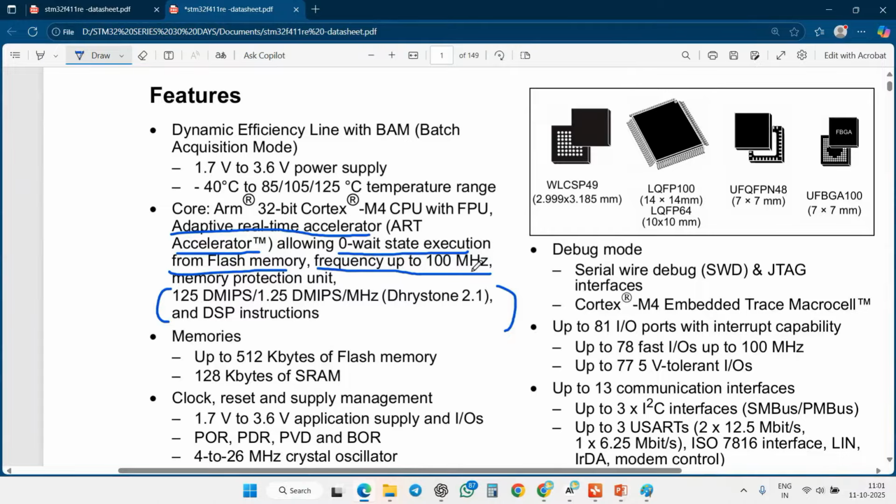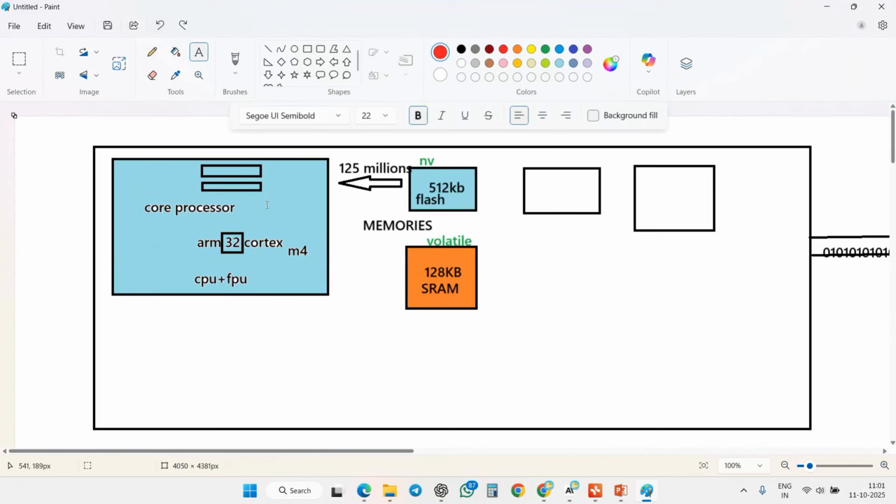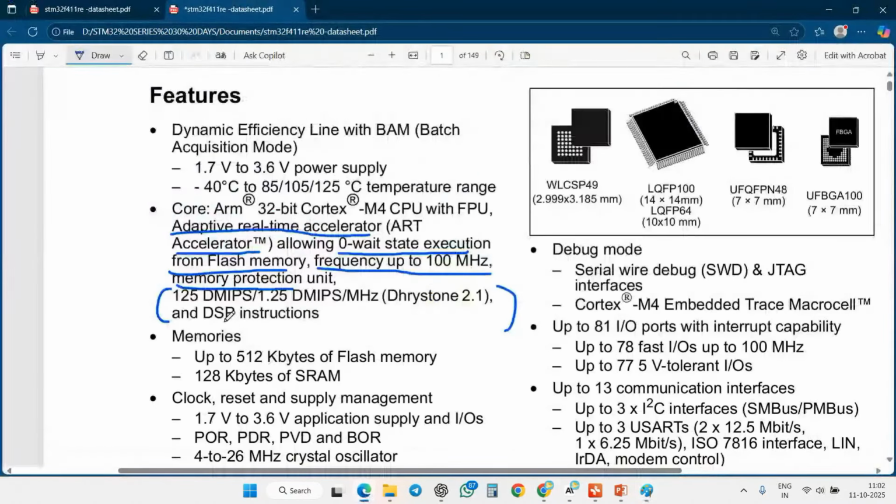And frequency up to 100 megahertz. So how much frequency can it reach at maximum? It can work with a range of up to 100 megahertz. We will see how this 100 megahertz works. So that's clear, and you can also do DSP instructions. It also works with DSP.